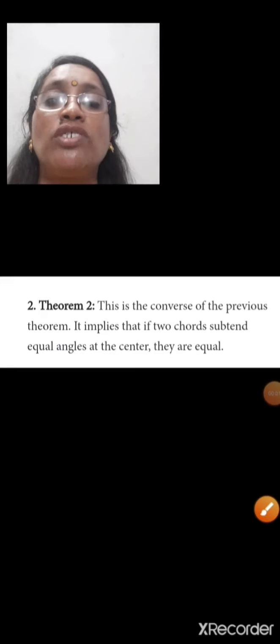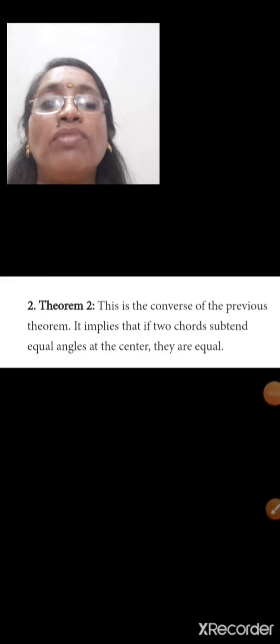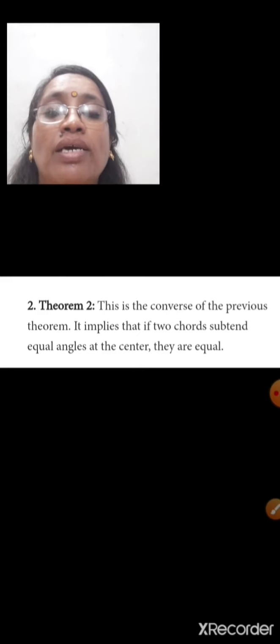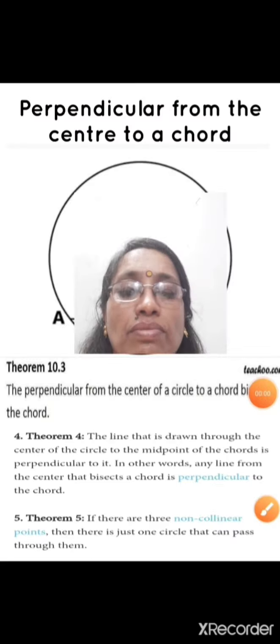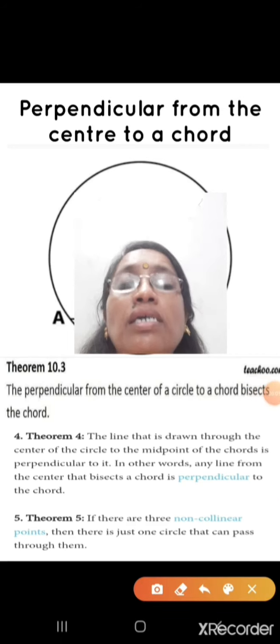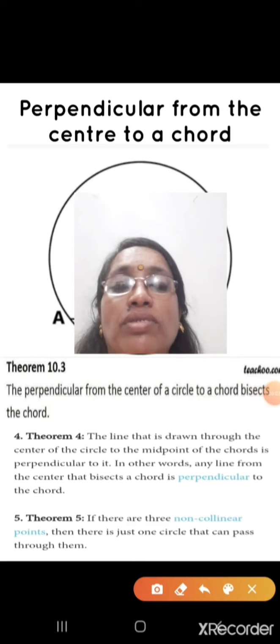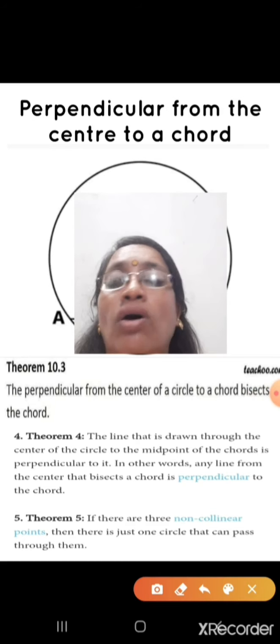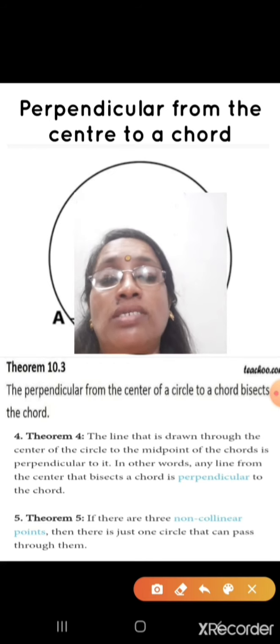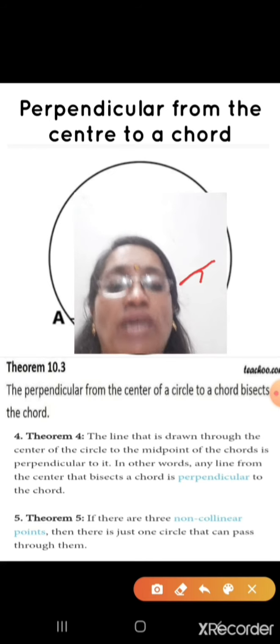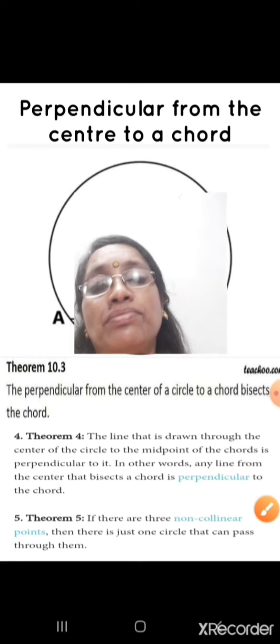Theorem number 10.2. This is the converse of the previous theorem, 10.1. It says that if two chords subtend equal angles at the center, then they are equal. Converse of the first theorem. Next, we are going to study something about the perpendicular drawn from the center to the chord.